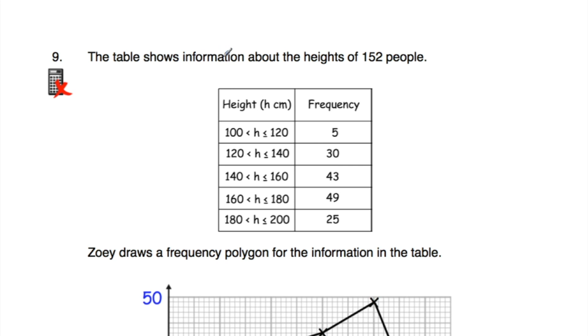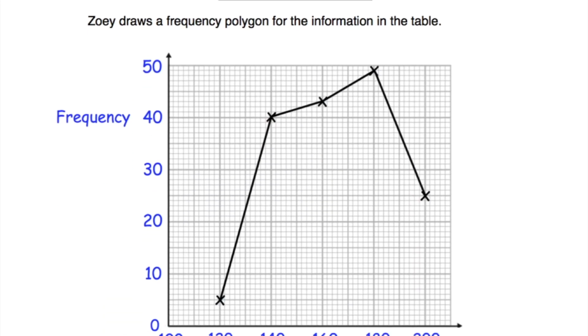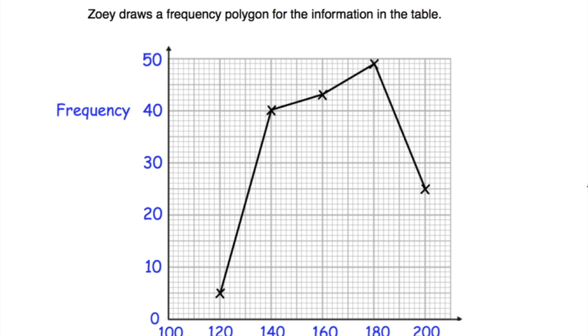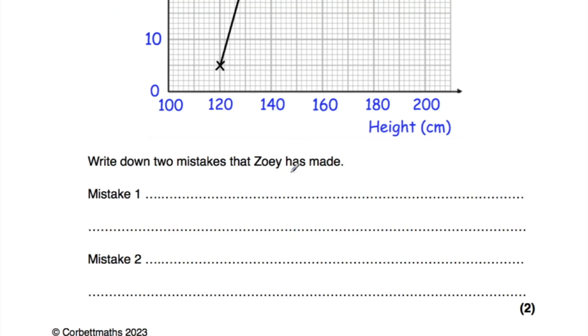So our next question says, the table shows the information about the heights of 152 people. So we've got their heights, so between 0 and 120 centimetres, between 120 and 140 and so on. And we've got the frequencies. And Zoe draws a frequency polygon for the information in the table. So she's drawn this frequency polygon. And the question asks us to write down 2 mistakes that Zoe has made. So she's made 2 mistakes when she's drawn that frequency polygon, and we're to say what they are.